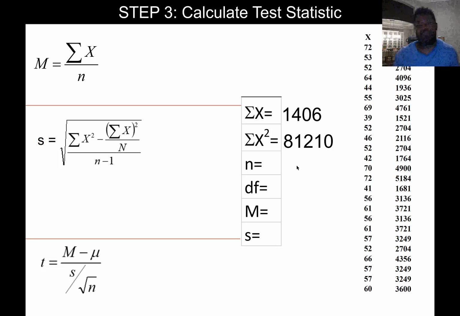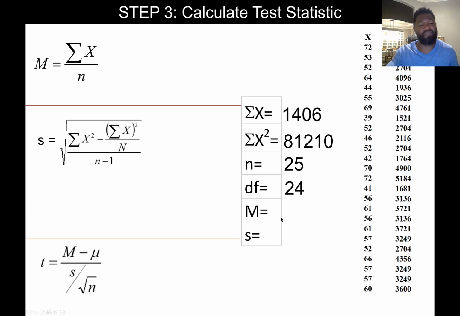We know that n is going to be 25, which means the degrees of freedom, take a shot, are n minus 1, so that's going to be 24. And we have to calculate the mean and then the sample standard deviation now, right? And this is the thing that's different. We didn't have to do the sample standard deviation before.